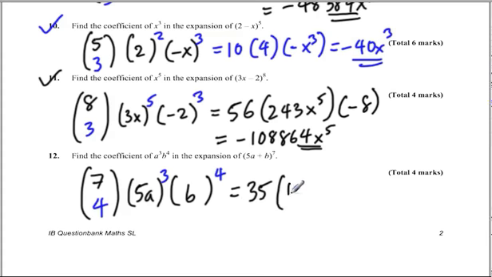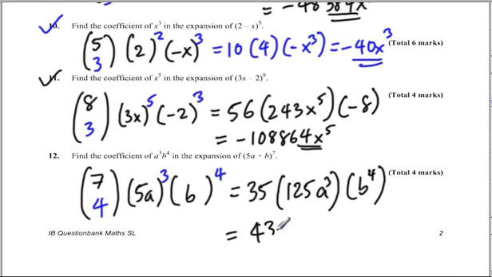5 cubed is 125a cubed, and this is b to the power of 4. So that's 35 times 125, so that's 4375a cubed b4, and that's the coefficient in front of that. So we're done with number 12.